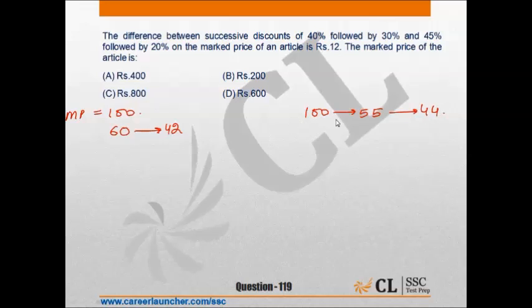So there is a difference of 2 rupees when the mark price was rupees 100. So if the difference is 2 rupees, the mark price is 100, and if the difference is 12 rupees as given in the question, then the mark price would be rupees 600. So the correct answer is option D.